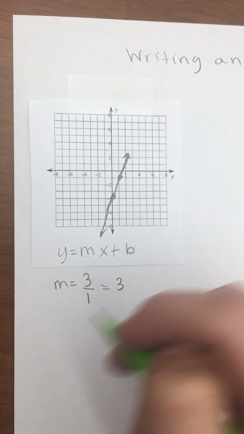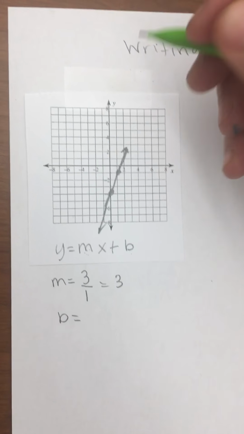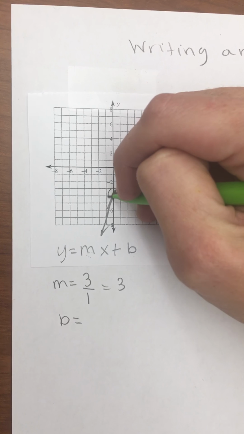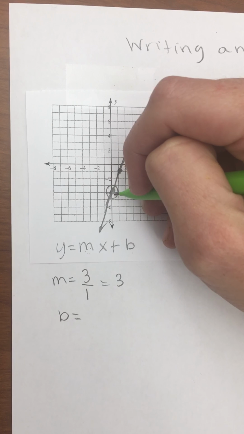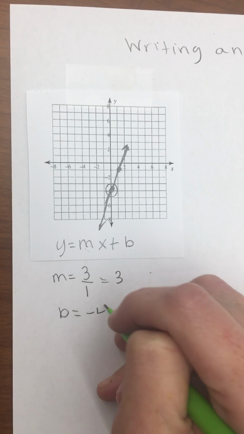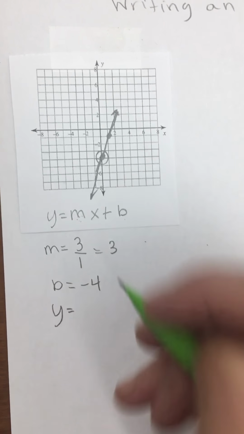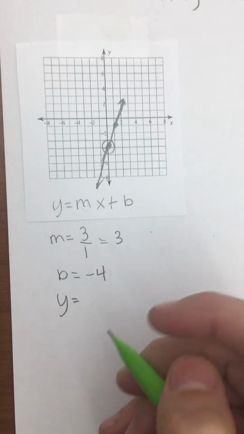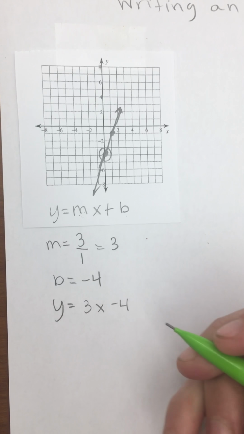And now my b value represents the y-intercept. It's kind of like your initial value. If I want to find the y-intercept, I look on the y-axis and I identify the point where the line intersects the y-axis. And that location is at -4. So when I go to write my equation, I fill in my m and my b with the values I just calculated. So here, this is 3x minus 4.